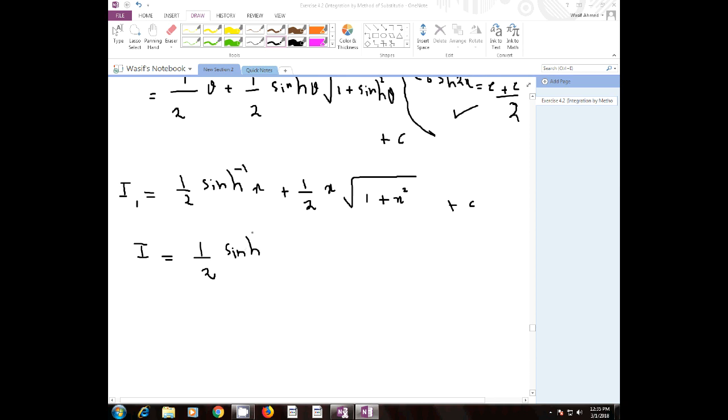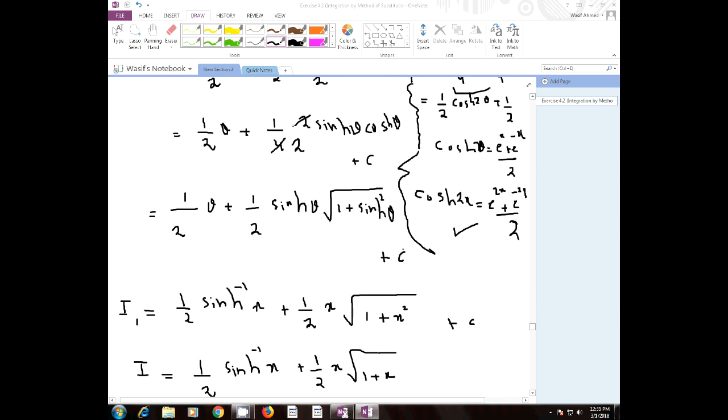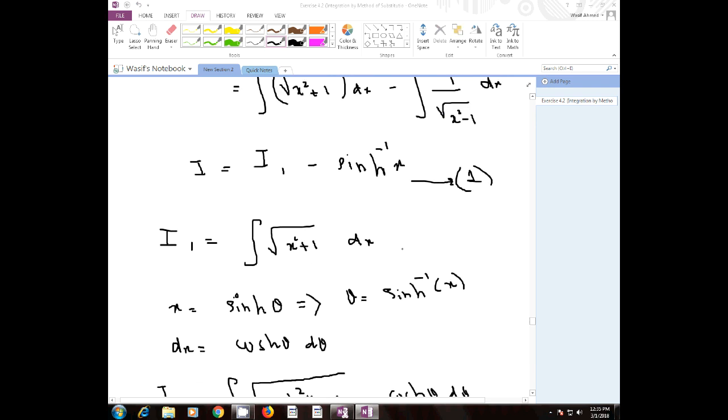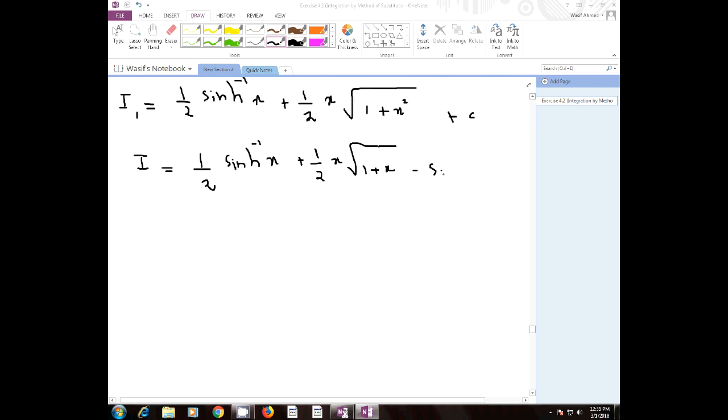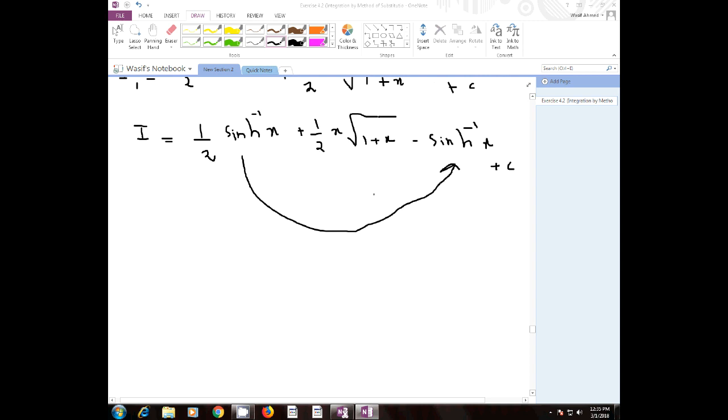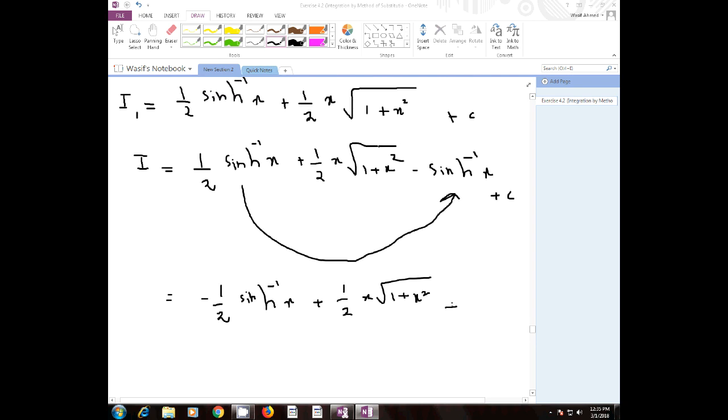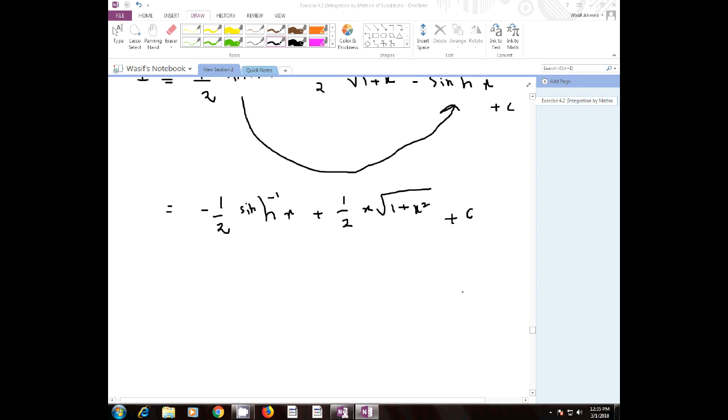So put the value of I1: 1 divided by 2 sine hyperbolic inverse x plus 1 divided by 2 x square root 1 plus x square, and minus sine hyperbolic inverse x. The first term and the last term just simplify to minus 1 by 2 sine hyperbolic inverse x plus 1 by 2 x square root 1 plus x square plus the constant of integration. So hopefully this is your answer. Let me check it from your textbook. Yes, this is the correct answer.